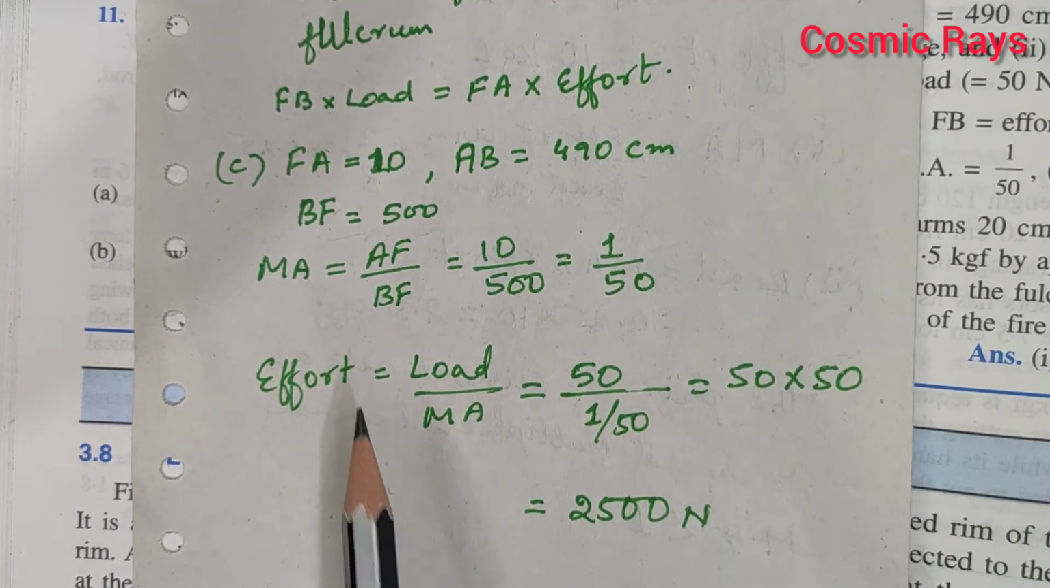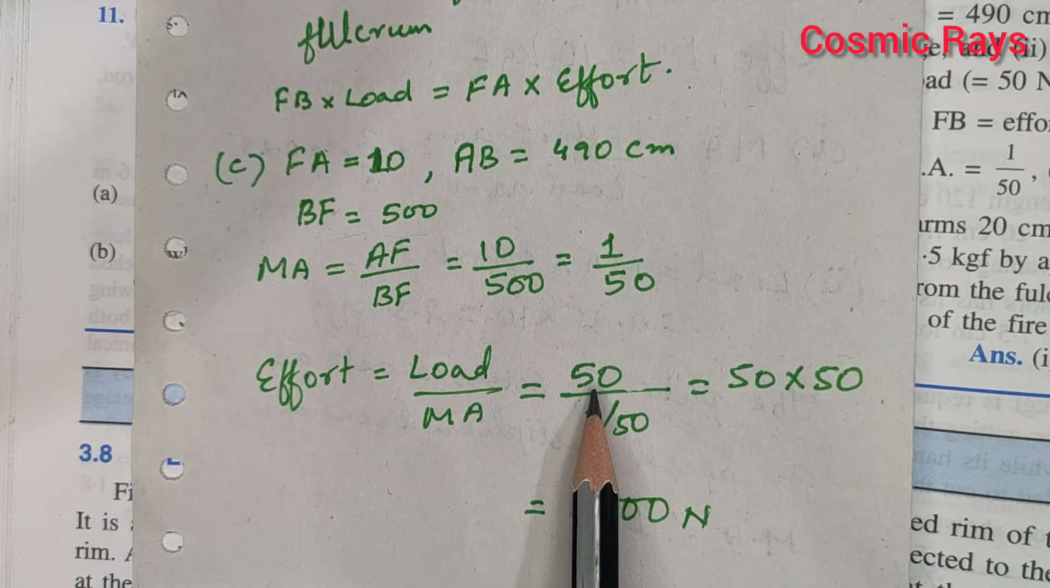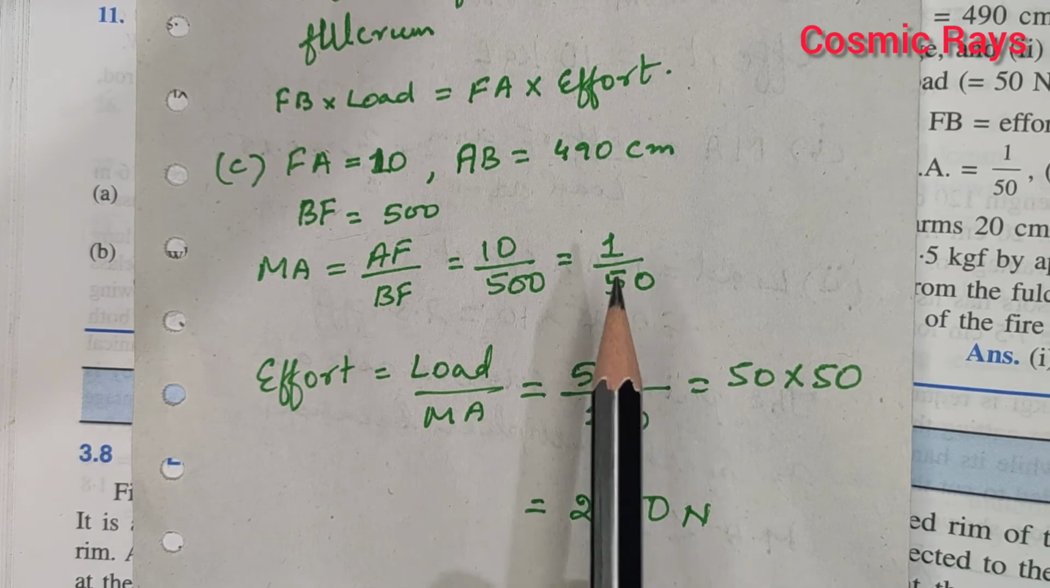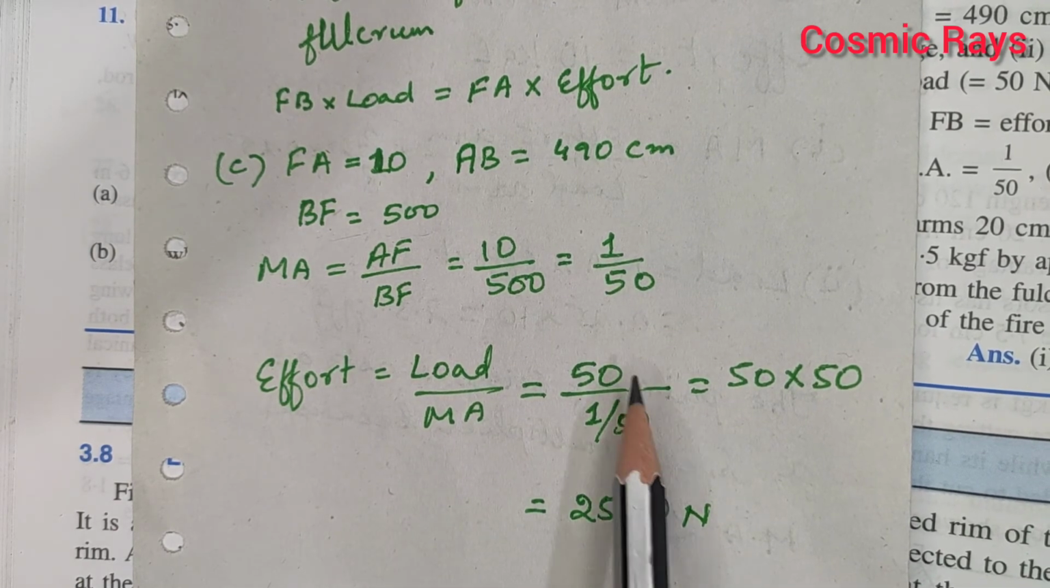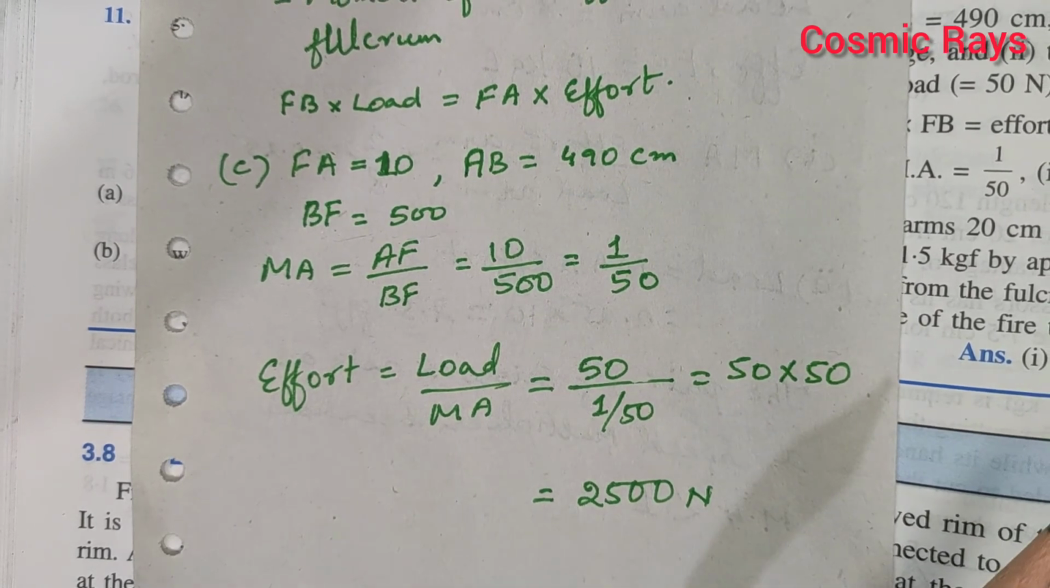Then effort is equal to load upon MA. So we have the load 50 Newton divided by MA, which is 1 upon 50. So 50 will go up. So 50 multiplied by 50, it comes out to be 2500 Newton.